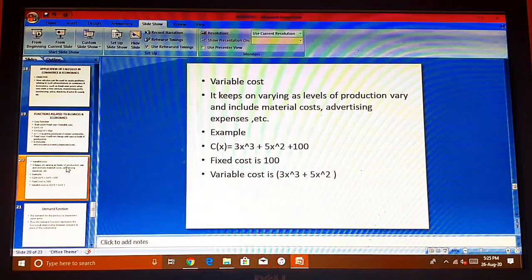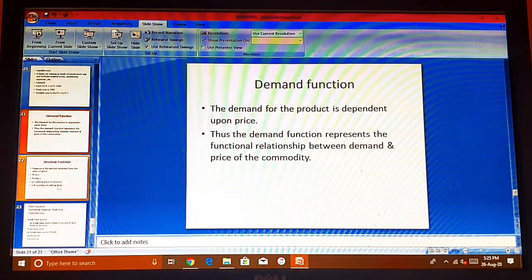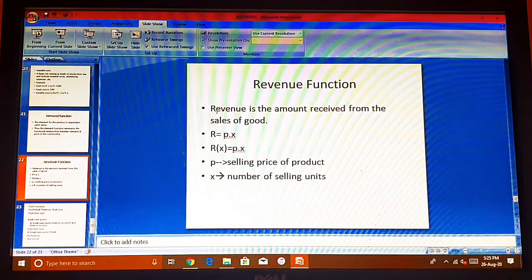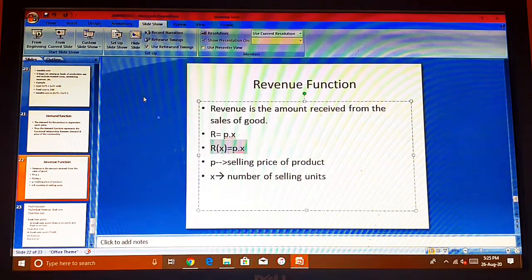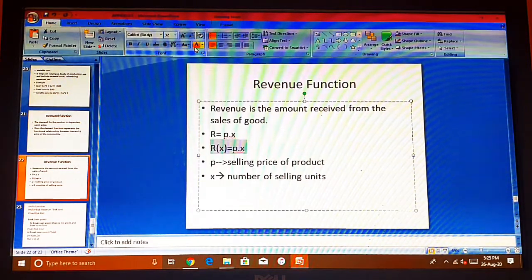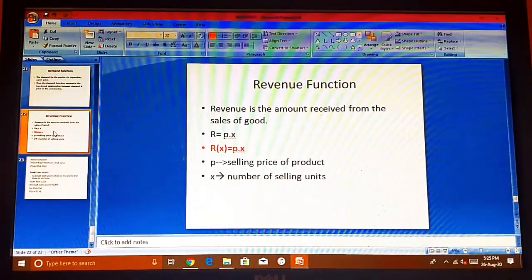All right, and then we also discussed the demand function and the revenue function. What is the meaning of revenue? Revenue is the amount received from the sales of goods. So this is the formula you have to remember. R of X is equal to P into X. P is your selling price of the product. X is number of selling units.